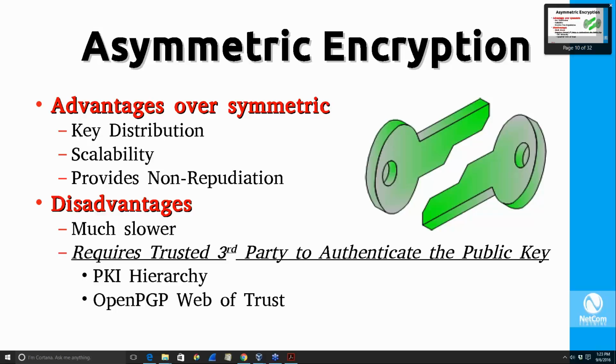And one's not better than the other. It depends on your needs. I always say that neither of them are perfect. There are times when I trust my friends more than the government, there are times when I don't.